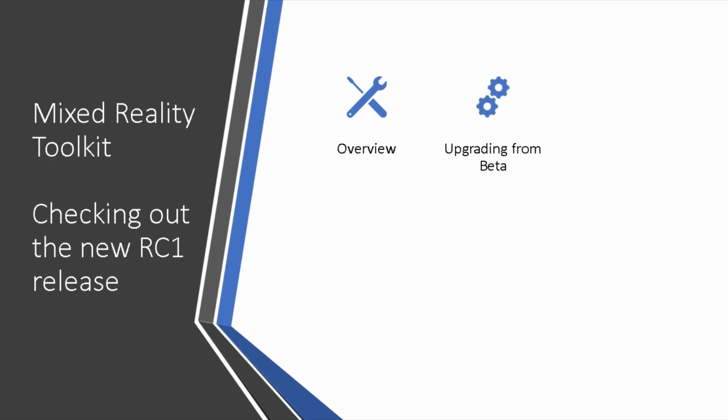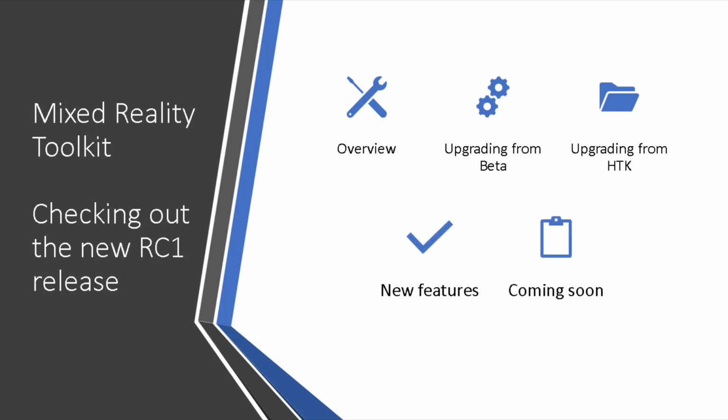So in this session we're going to give a quick overview of what it means to be Release Candidate 1, how you go about upgrading from the existing beta, if you're currently working with the HoloToolkit, how to go about upgrading from there to the new way of the world, a couple of the new features, and a very quick highlight of what to expect from the full release that's coming soon.